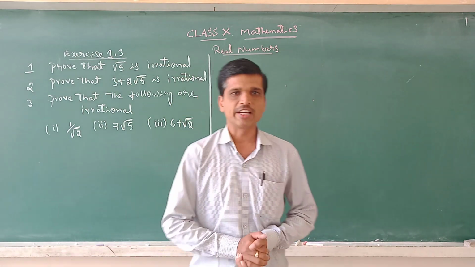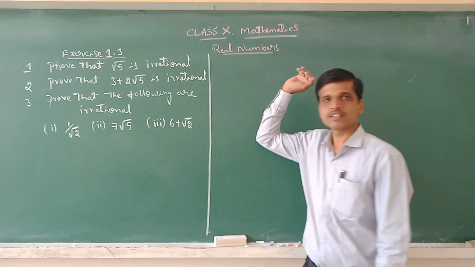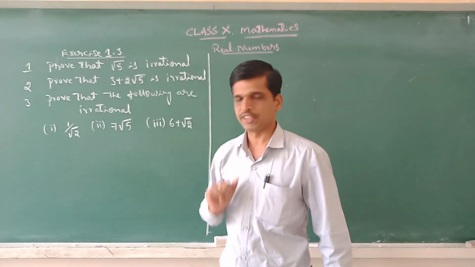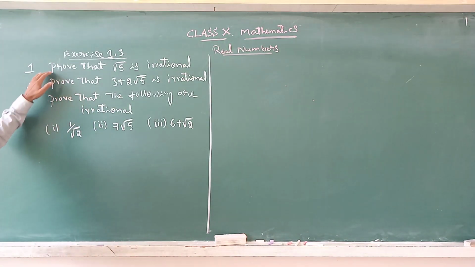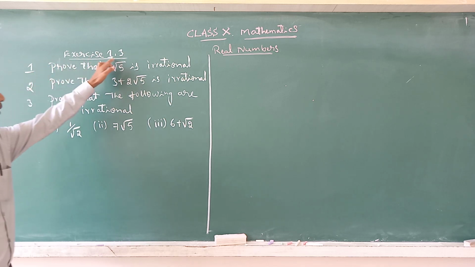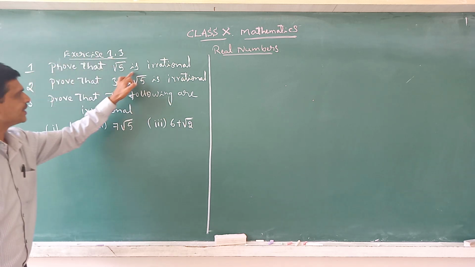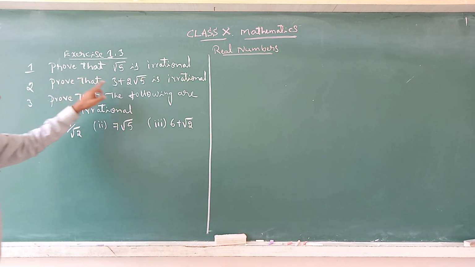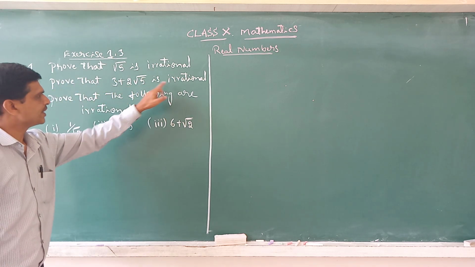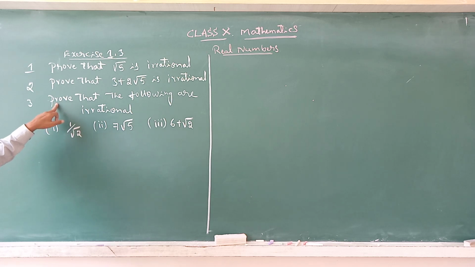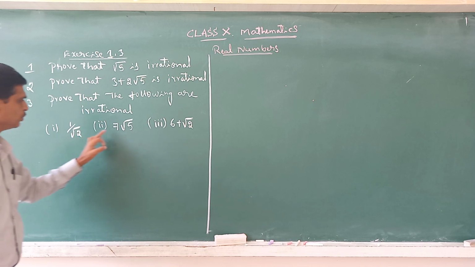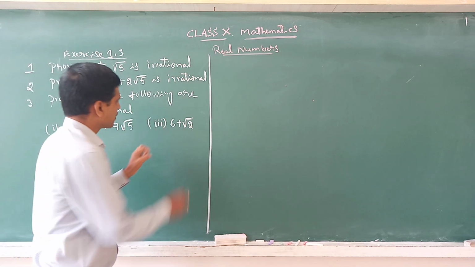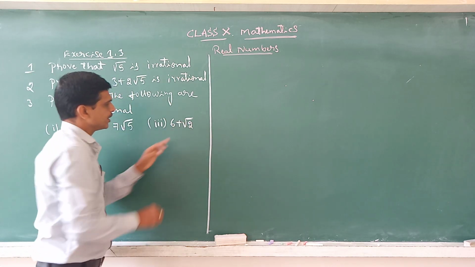Today I am again continuing the chapter Real Numbers, exercise 1.3. Let us start. Whatever the problems are given here, I have already written. Please go through it. In exercise 1.3, first, prove that root 5 is irrational. Second, prove that 3 plus 2 root 5 is irrational. The same way, third question, prove that the following are irrational: first, 1 by root 2; second, 7 root 5; and third, 6 plus root 2.